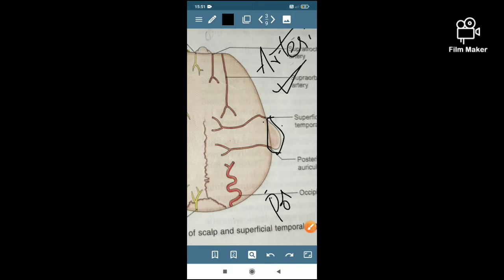Here we can see the arterial supply of the scalp. The supratrochlear artery and supraorbital artery. This is the supratrochlear, this is supraorbital, and superficial temporal artery, posterior auricular artery and occipital artery. We can divide this into 2. So here this is preauricular, the region which is in front of the ear, or anterior to the ear, and this is the posterior region of the ear, like preauricular and postauricular. So these are the arteries which are supplying it. So this is the arterial supply of the scalp.